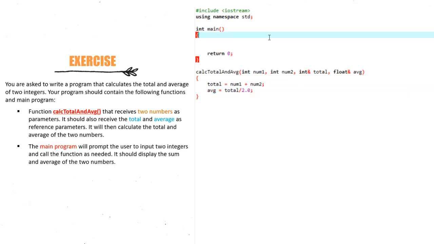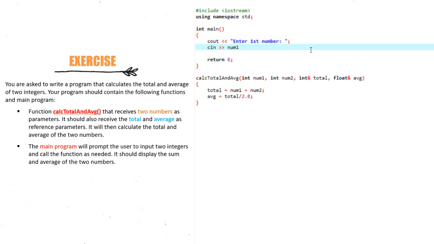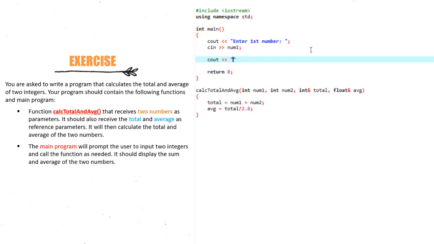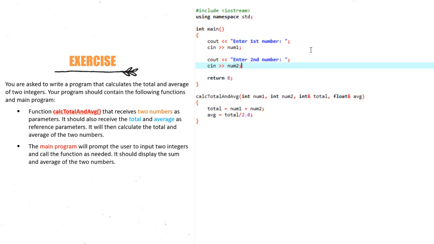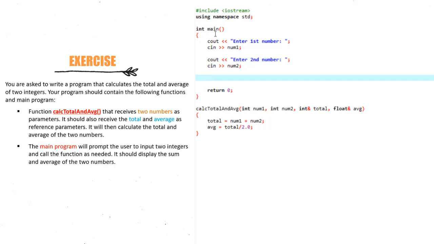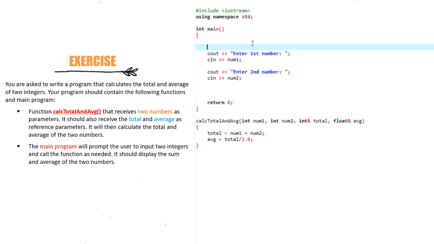Okay, so we can just do our main now. Our main program will prompt the user to input two integers. Why do we ask the user for the numbers here? Because we want to give them to the function after this. So cout, enter first number, cin num1, cout, enter second number, cin num2.